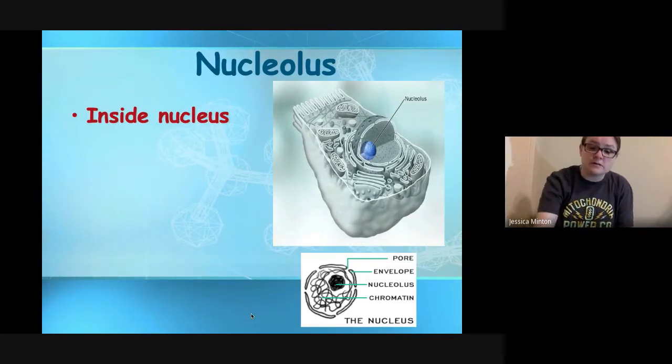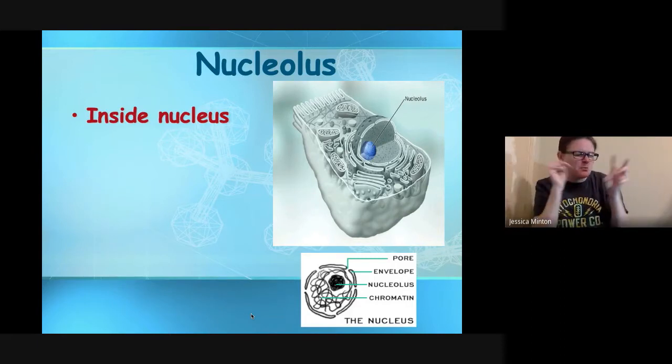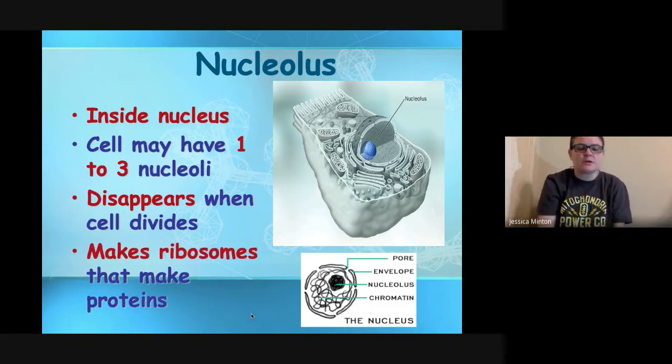Now, also in the nucleus, something called the nucleolus. Now, I can see that dark, and then I see a really, really dark spot in the middle of the nucleus, and that's going to be our nucleolus. Now, cells can have 1 to 3 of those. They disappear when the cell divides, and what it does is it helps to make those ribosomes that are going to be important when making proteins.